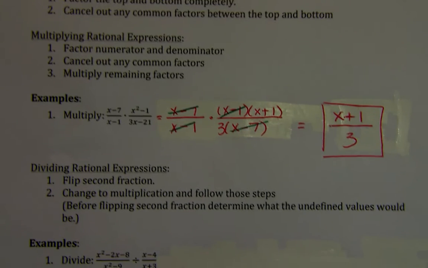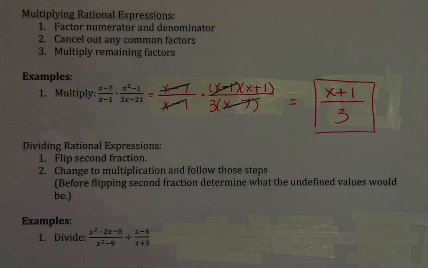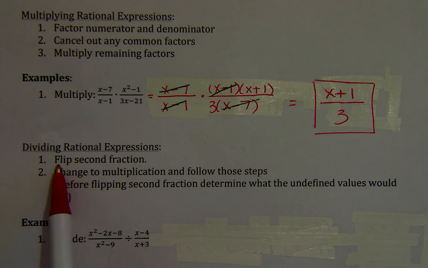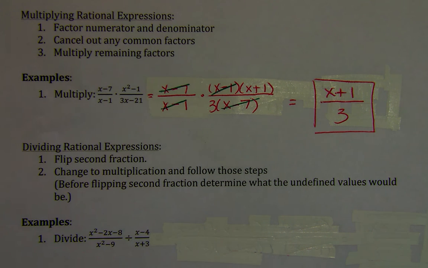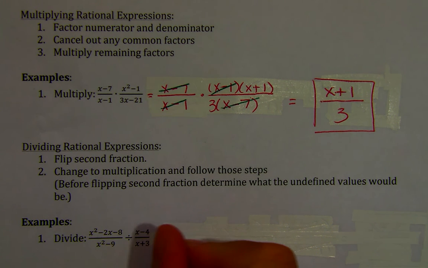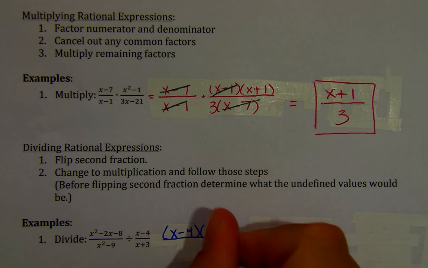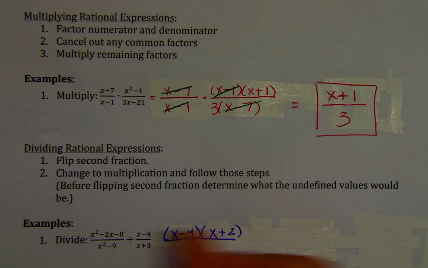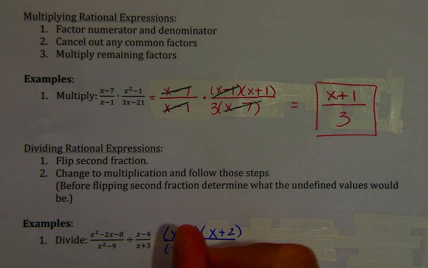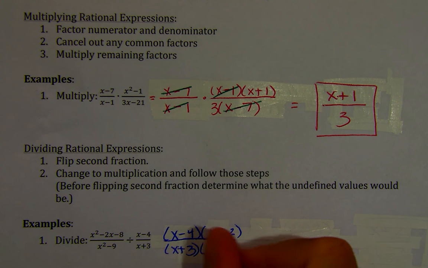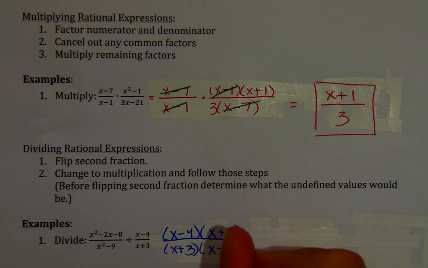Now, dividing rational expressions is very similar. The only difference is that first we're going to flip the second fraction, and then we change the problem to multiplication, and we follow basically the same process. So looking at this example, I'm going to go ahead and factor the top and bottom. Again, I'm doing this in my head. If you need to show your work, that's totally fine. If you need to do the X method or however you factor.